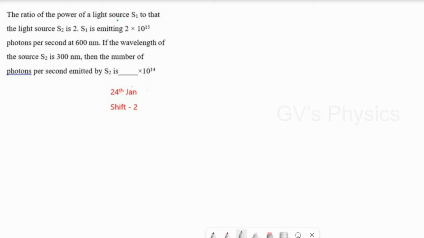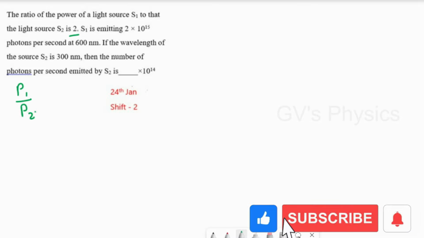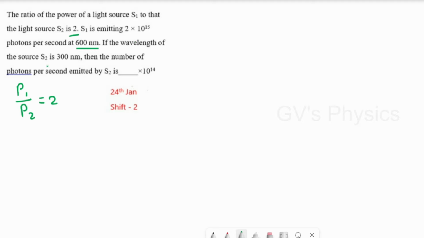Question: the ratio of power of a light source S1 to the light source S2 is 2. So we have been given the ratio of power. First we'll take the given data: P1 by P2 is equal to 2. S1 is emitting 2 into 10 power 15 photons per second at 600 nanometer. If the wavelength of the source S2 is 300 nanometer, then find the number of photons per second of S2.